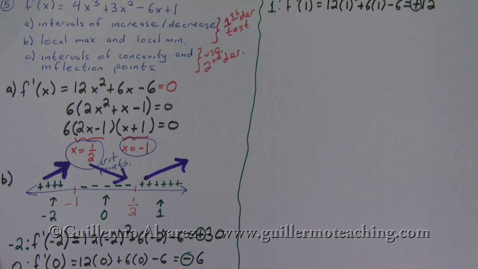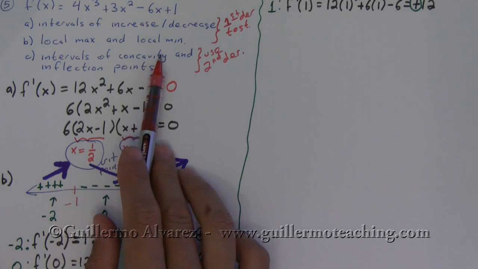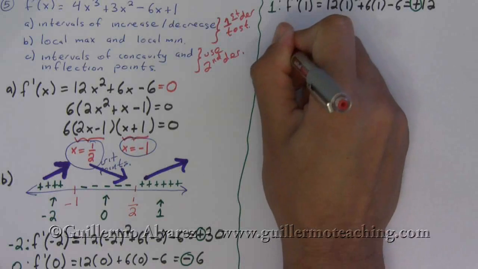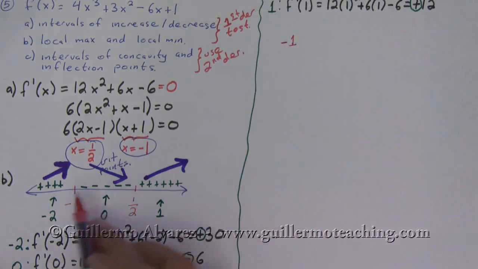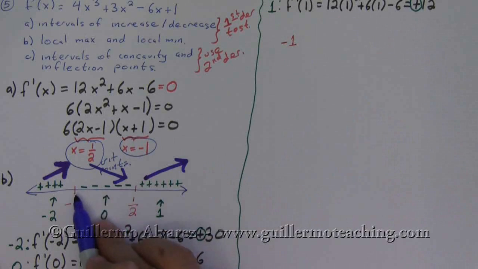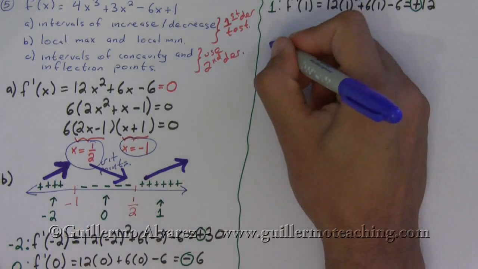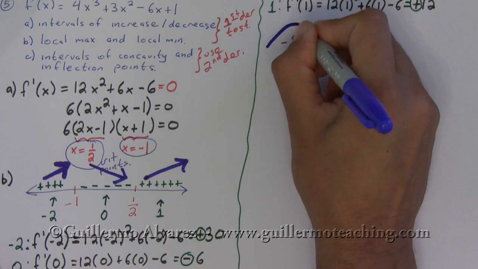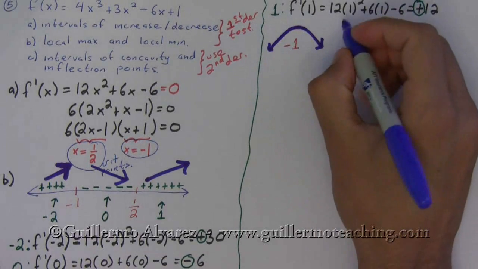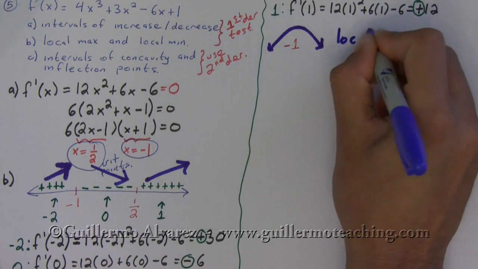Okay, and so remember what this tells you about the local maximums and minimums. This is basically the first derivative test. Notice that at negative 1, my function is first increasing, and then after negative 1 it starts decreasing. That means that at negative 1 I have a local maximum.